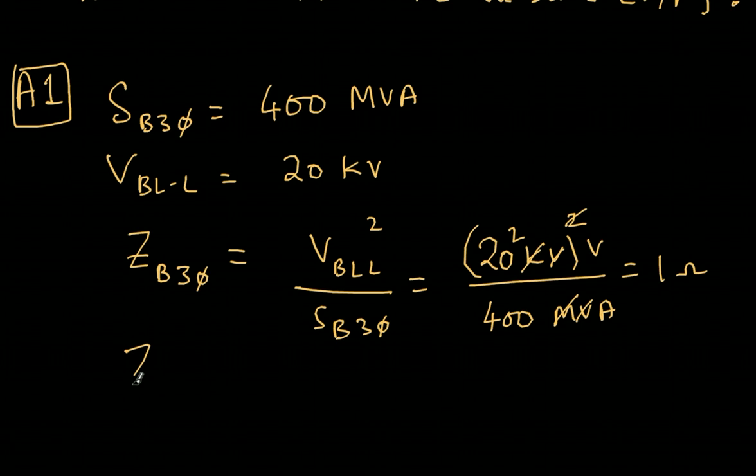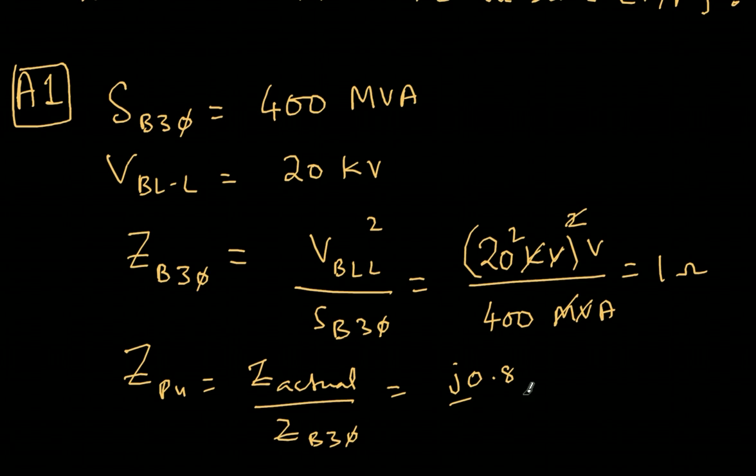And therefore Z per unit will be nothing but Z actual divided by Z base, three phase. That will be j0.8 divided by 1, so that will be j0.8 per unit. This is the answer for the first problem.